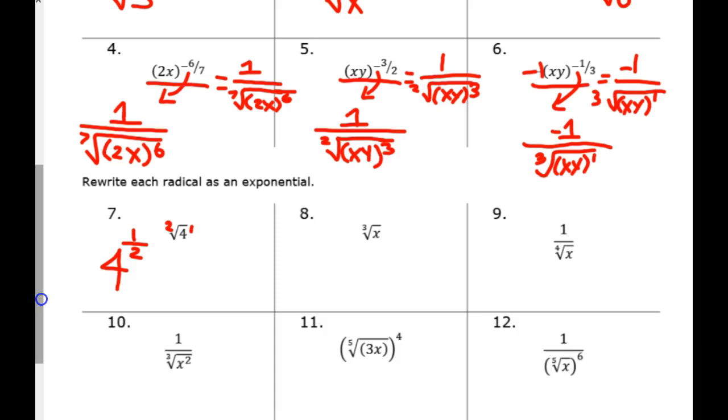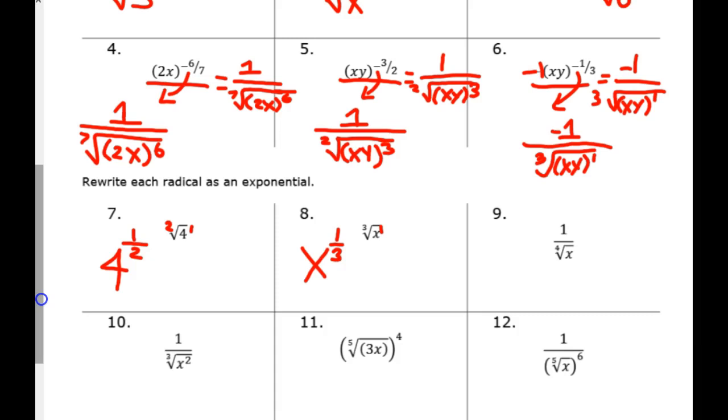Let's do another one. If there's no power on this x, what power goes there? 1, okay? Now, my base is x, so write x. Which number goes on top, in or out? The in on top, and then the outside on the bottom. That's it. All right, let's make this harder.